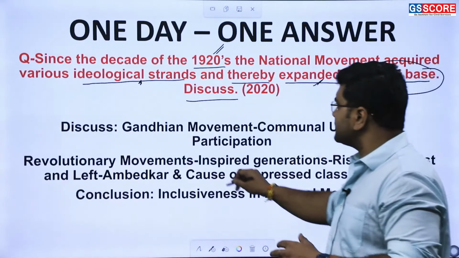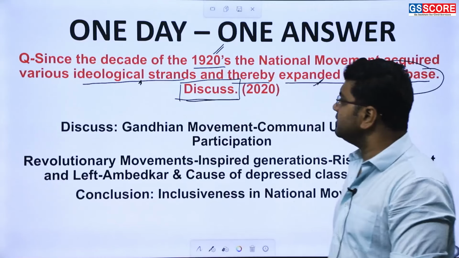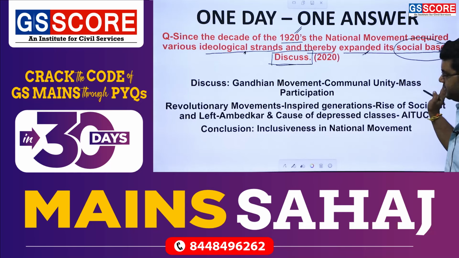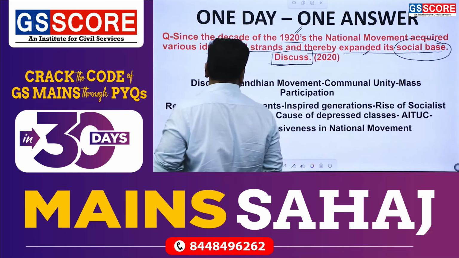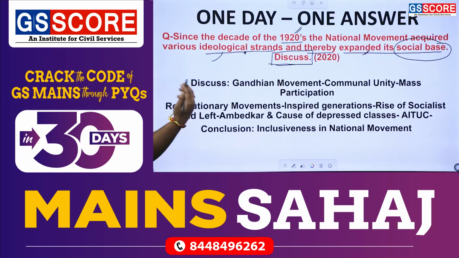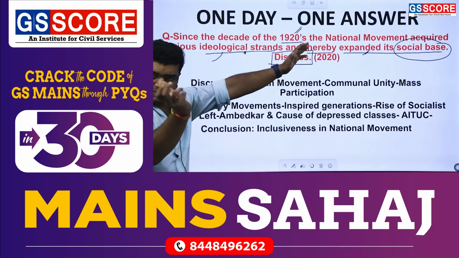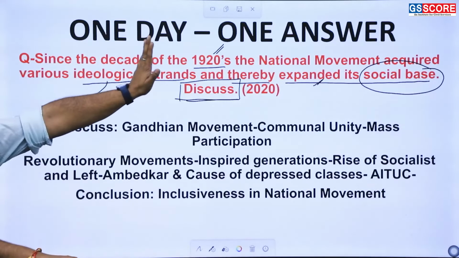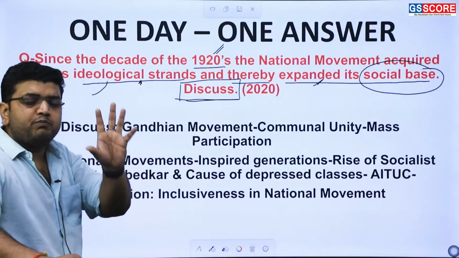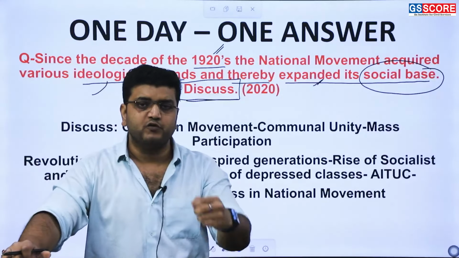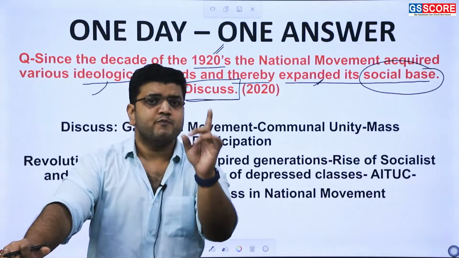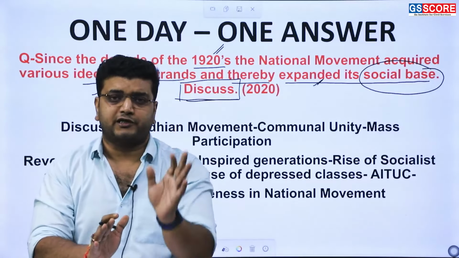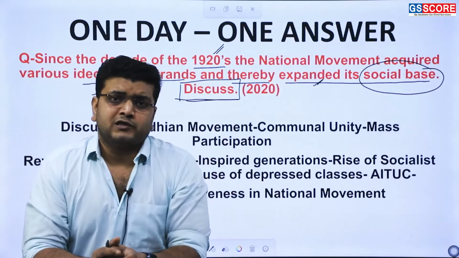Discuss means you have to explain or elaborate on the various ideological strands and how they expanded the social base. So what do we need to discuss? The various ideological strands, what were they, and in that elaboration you have to discuss how they expanded the social base of the national movement. So the national movement was not confined to a few bourgeois classes, a few elite classes, but was a movement for the upliftment of India's political and social status, comprising all the political and social classes.